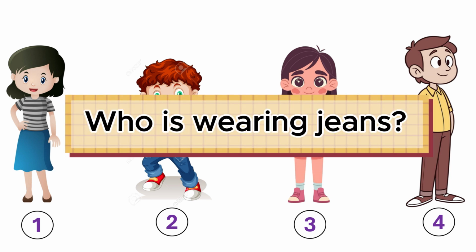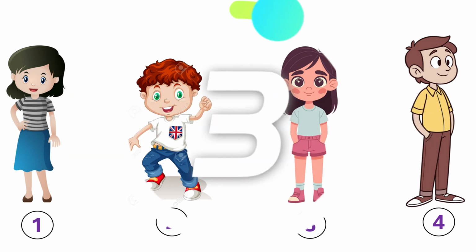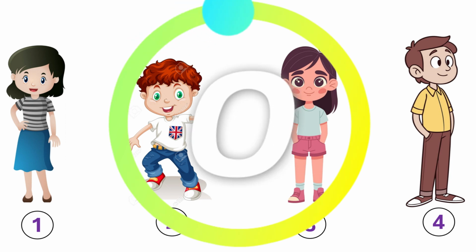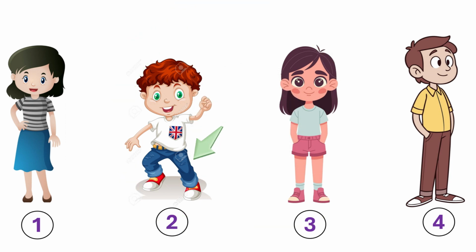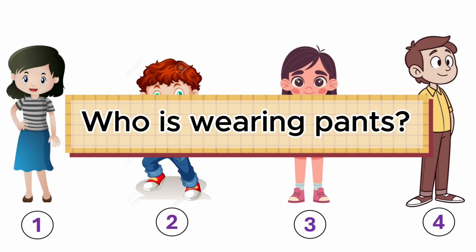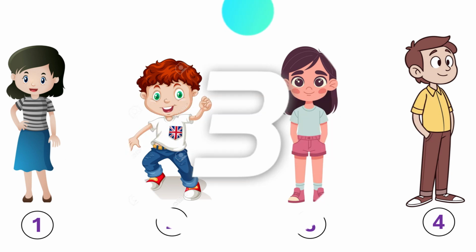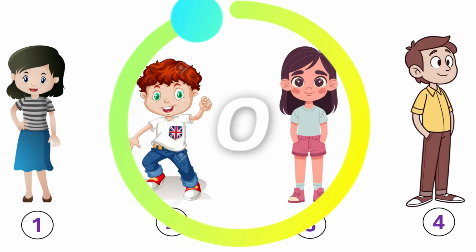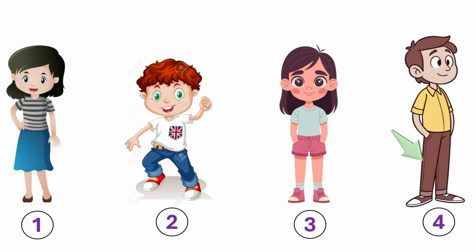Who is wearing jeans? Number 2. He is wearing jeans. Who is wearing pants? Number 4. He is wearing pants.